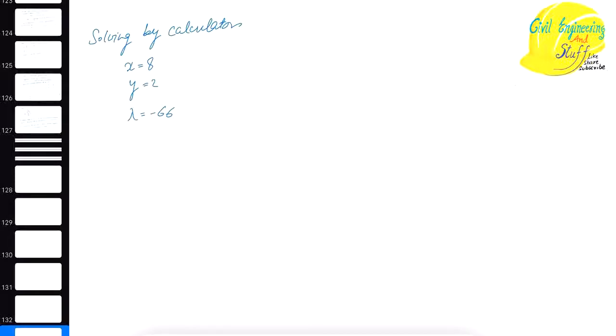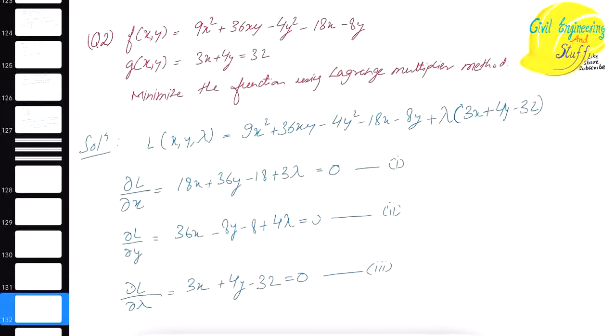Okay, so for that what we'll do, we'll form a matrix and we will solve the equation. Okay, so let's find out L11. For that, equation number 1 will be differentiated first in terms of x, so that will give L11, and then with respect to y, that will give L12.